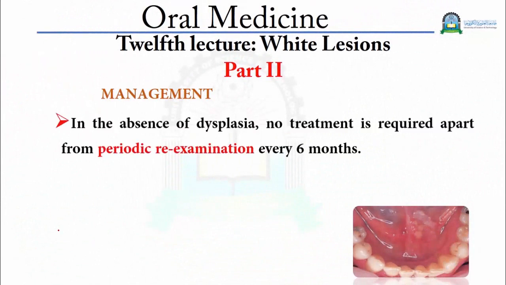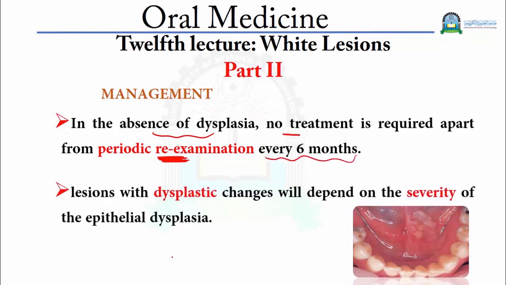Then, if there is an absence of dysplastic changes, no treatment of the leukoplakia is required apart from periodic re-examination. So we will emphasize re-examination periodically every 6 months to rule out the development of any dysplastic changes.